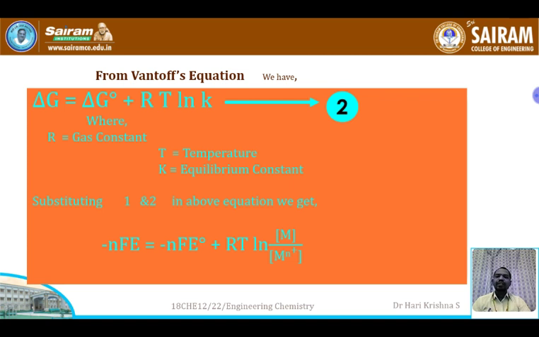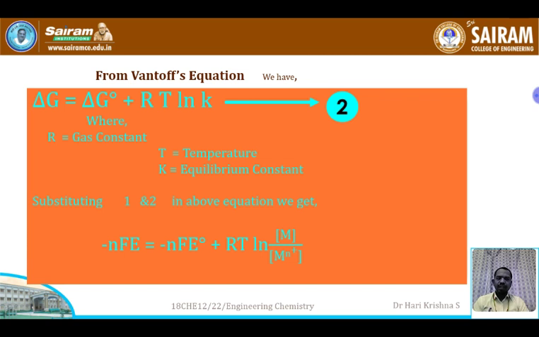From Van 't Hoff's equation, we have delta G equals delta G naught plus RT ln K, where R is the gas constant, T is temperature, and K is the equilibrium constant. We substitute the values for delta G, delta G naught, and K. When we substitute, we get minus nFE equals minus nFE naught plus RT ln concentration of M by concentration of Mn+.